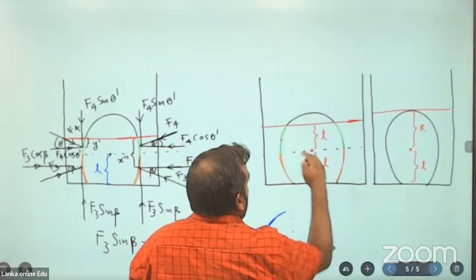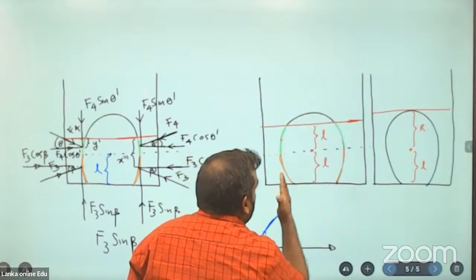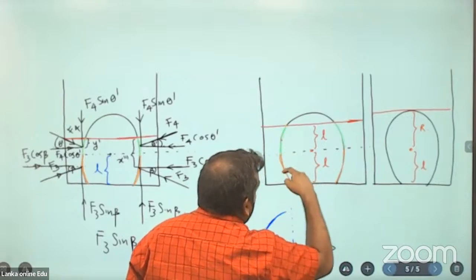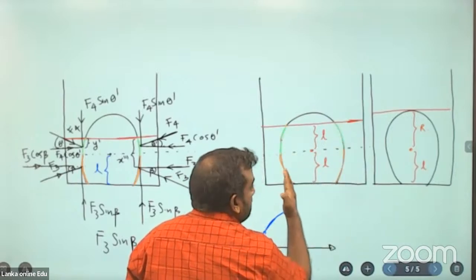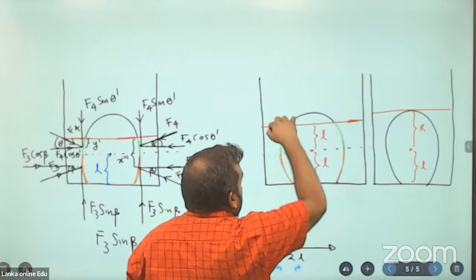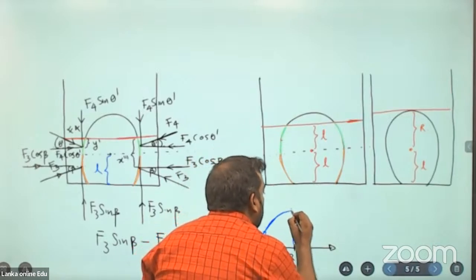Maximum upward force, maximum downward force, minimum downward force. Here L technically to the bottom, larger depth, larger. Here smaller. Smaller means what happens? Resultant force in the upward direction becomes maximum, almost maximum.